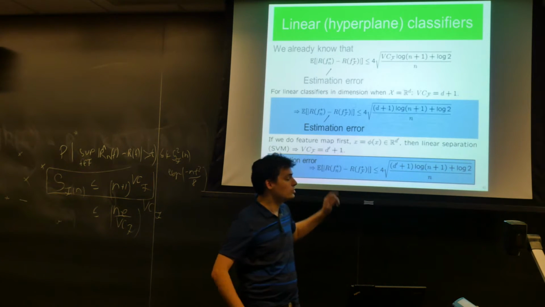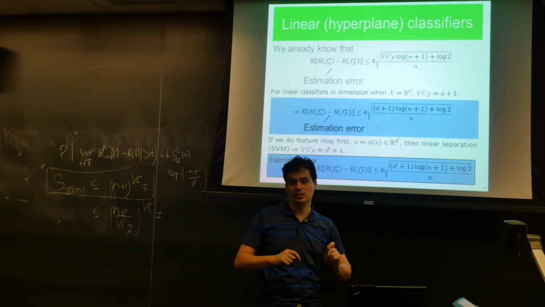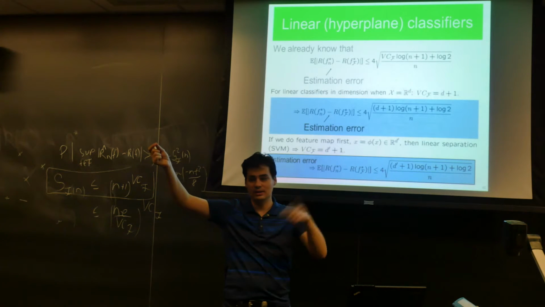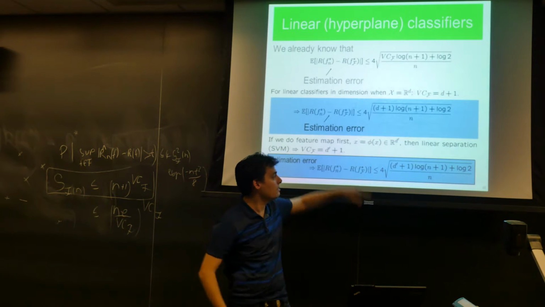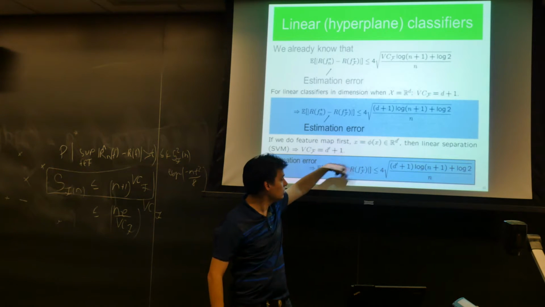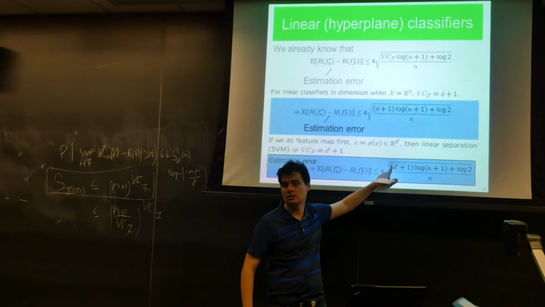But what you can do is a nonlinear map that goes from a small dimensional space to a higher dimensional space. And in that higher dimensional space, you can do linear classification. And for that linear classification, we have theory on how the estimation error would behave in that dimension. But the cost you pay is that you will have d prime here, not d.